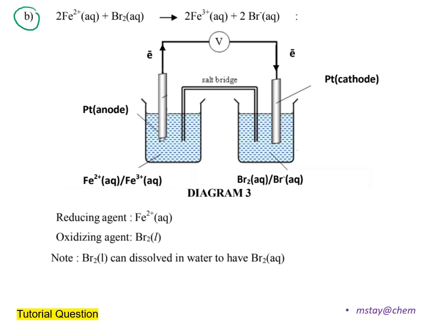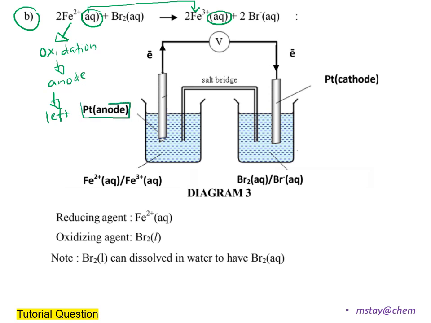In this question, we are also given a chemical equation where we will notice that Fe2+ produces Fe3+. So Fe2+ undergoes oxidation. So it will act as the anode, and it will always be on the left hand side of the diagram. However, you will notice that both Fe2+ and Fe3+ are aqueous. Therefore, the electrode that we are going to use will be platinum.